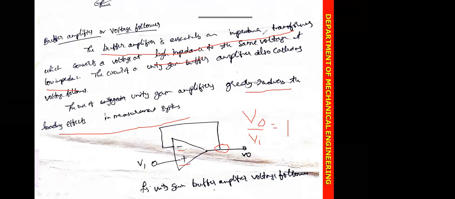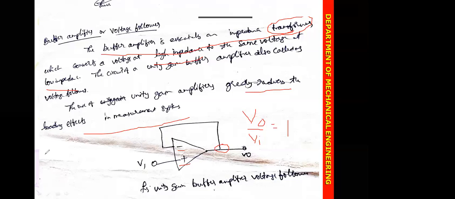It is used in transformers, that means high resistance transformers. This buffer amplifier or voltage follower is used in high resistance transformers. Here, what is happening is that this buffer amplifier converts the high resistance voltage to the same voltage at low resistance, and the gain of this amplifier is 1.